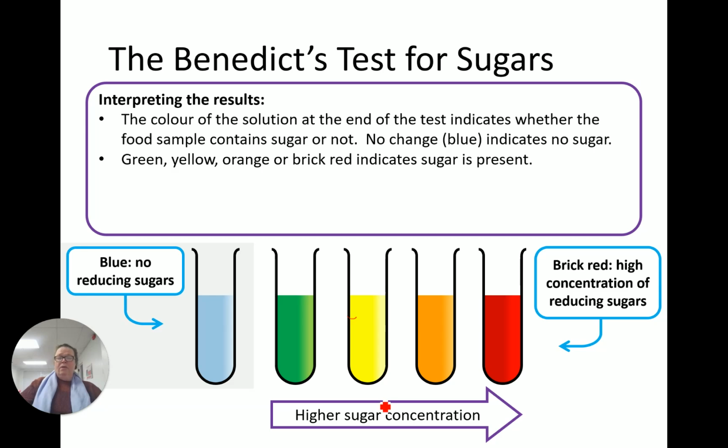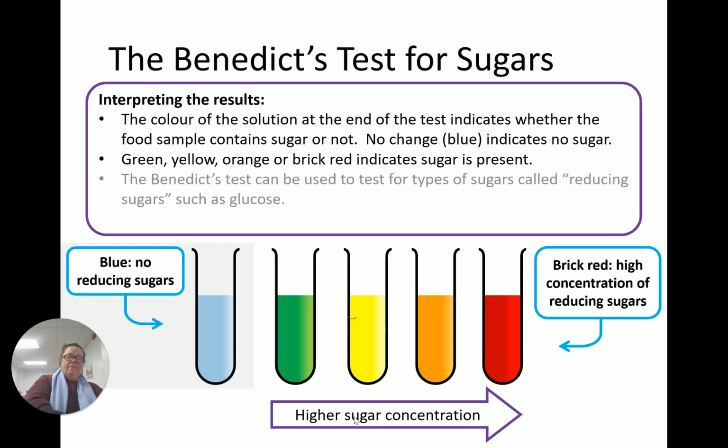Okay, let's just go over it again. Add Benedict's, pop it in a water bath, and the colour changes from blue to either green, yellow, orange or red. That's a positive test for sugar. Right, let's have a look at the next one. It says reducing sugars. Don't worry about what they are at the moment because you won't get asked that at GCSE.